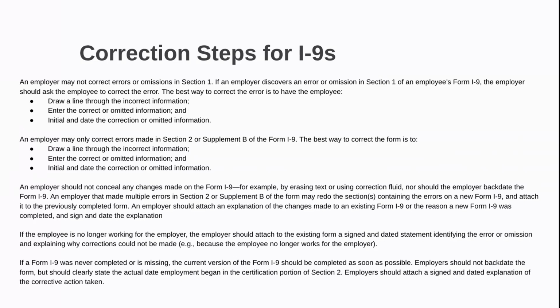We have here some specific ways to do things. So you may draw a line through the incorrect information, enter correct information. The most important thing I would say to remember when it comes to correcting errors is stay in your lane. So if there is an employee issue, only the employee can make the changes to Section 1. If there is an employer mistake, only the employer can make the corrections to Section 2. So stay in your lane and make sure that you are not trying to cover anything up, you're not trying to conceal anything, you're not trying to pull a fast one on the government, and you are making sure that you are doing things that are within your respective section.